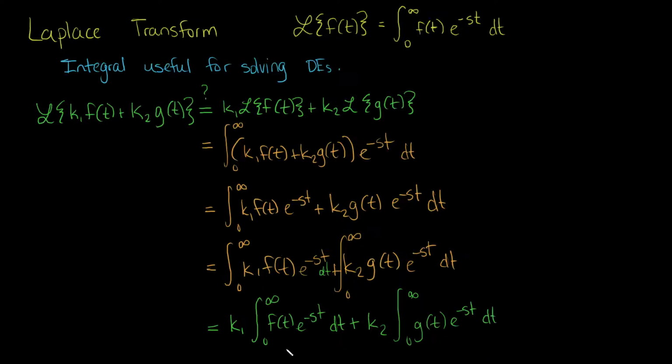And what is this? This is the Laplace transform of f of t. If you remember, we have f of t, e to the negative s t, 0 to infinity. It all lines up. This is the Laplace transform of g of t, because we have g of t times e to the negative s t from 0 to infinity. So what we're left with is that this equals just k1 times the Laplace transform of f of t, plus k2 times the Laplace transform of g of t.